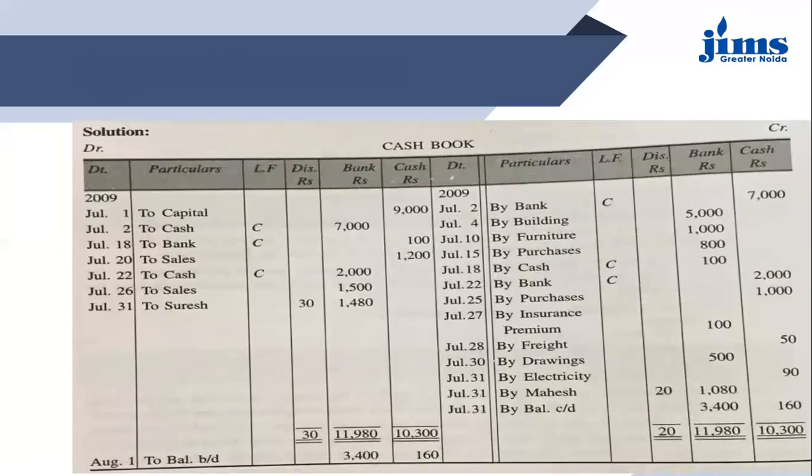As I told you previously, cash coming into the business is recorded on the debit side, and cash going out will be recorded on the credit side. So you can see here the debit and credit sides. Left is debit, right is credit. First is the date column, then the particulars column, discount, bank, cash. One more column you can see here is the ledger folio. Ledger folio is the reference number.